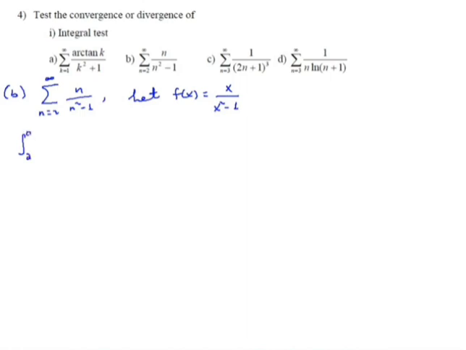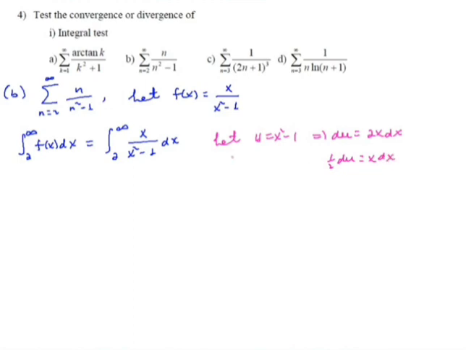So the integral from 2 up to infinity of f of x dx is the same as the integral from 2 up to infinity of x over x square minus 1 dx. You can use a substitution to evaluate this integral. Let u be x square minus 1, so du is 2x dx, or half of du becomes x dx. Replacing, the integral becomes 1 over 2 ln of x square minus 1. We evaluate this from 2 up to infinity. So it is half of infinity minus ln 3, which is an infinite number.